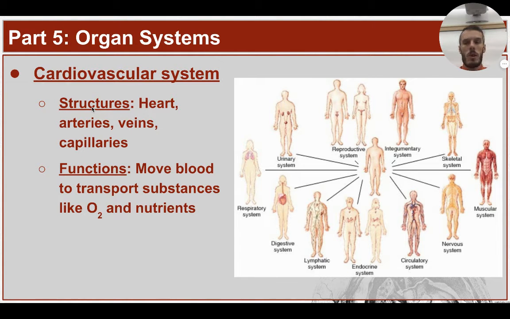Cardiovascular system includes your heart and your blood vessels. So the arteries, the veins, and the capillaries, they can be very big, but the capillaries are very small. And the function of your cardiovascular system is to move your blood with all of the different substances, whether it's nutrients from your digestive system or oxygen from your respiratory system, or waste to go and be excreted. Your blood helps to transport all of that stuff.